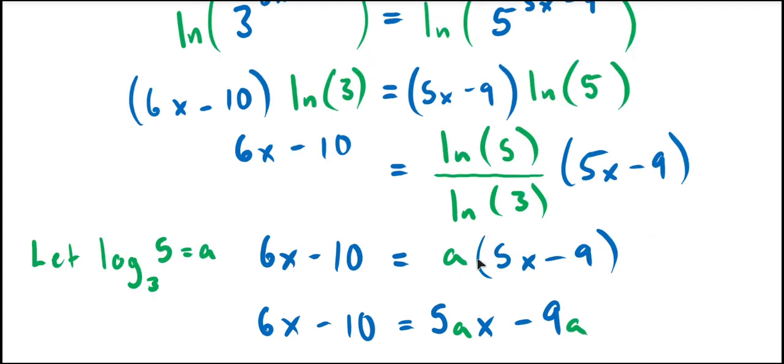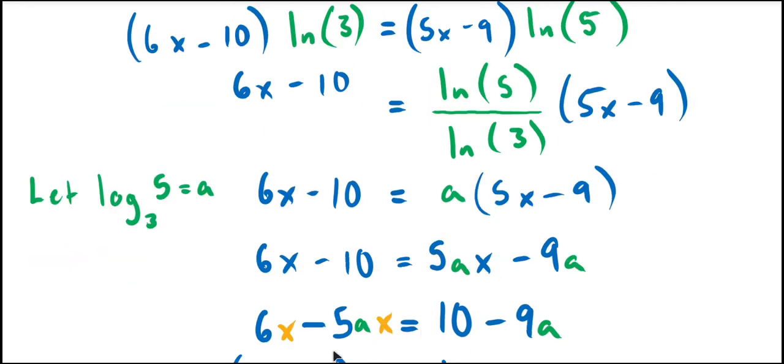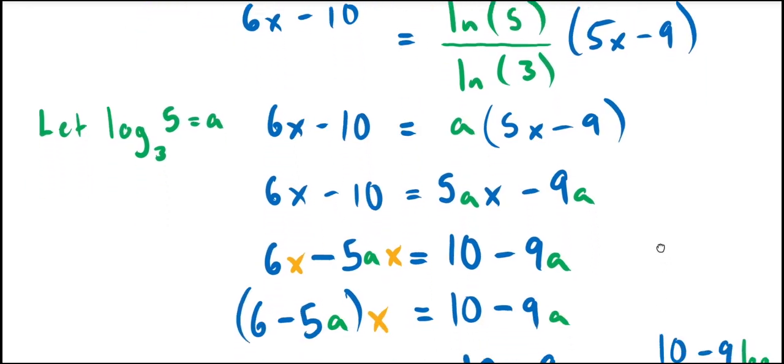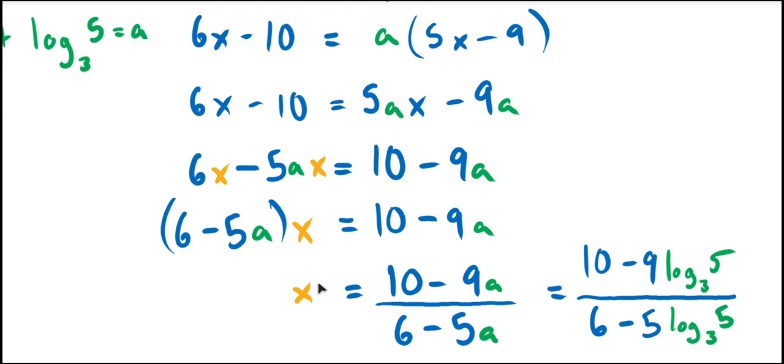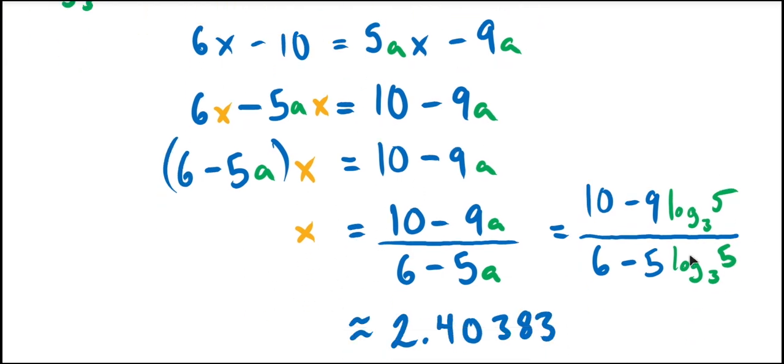So how would we proceed if this a was just any old non-zero constant? We would distribute that a, then take all of our x's to one side and all of our constants to the other side, same as any linear equation. Factoring out our x, we then have an expression here which we could divide to the other side. So this has isolated our x. We've now solved for our answer, and we could replace a with its value, log base 3 of 5. This gives me both an exact expression and something I can plug into the calculator to get a decimal approximation.